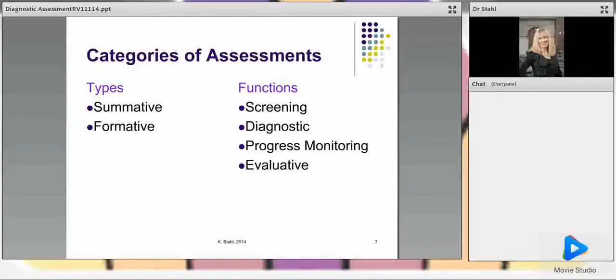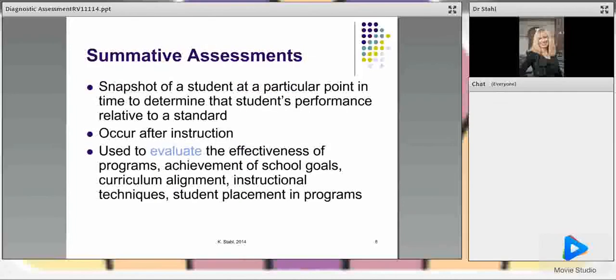So the two categories of assessments that we're going to be talking about are summative and formative. And each of those assessment types perform the following functions: screening, diagnostic, progress monitoring, and also evaluative. So summative assessments are generally a snapshot of a student at just one particular point in time. And normally those tests provide a standard that we will be able to compare a child's progress to a particular standard.